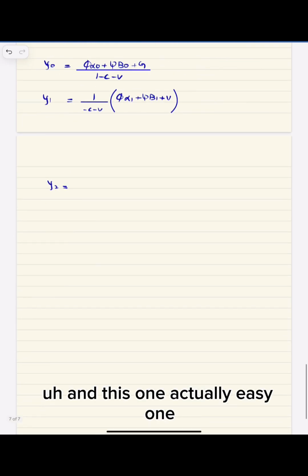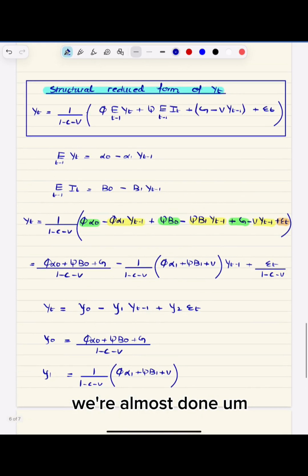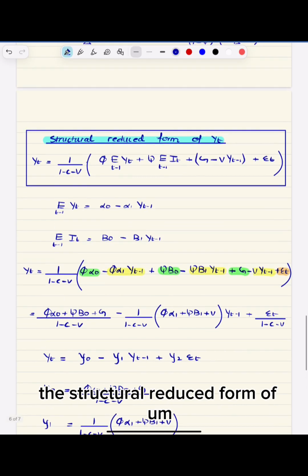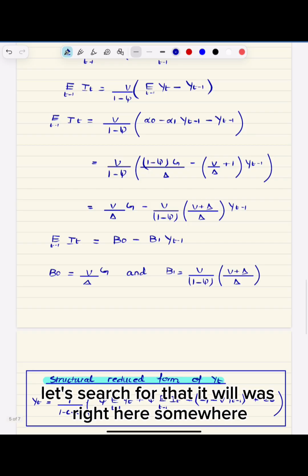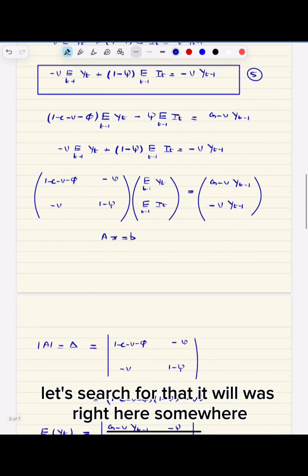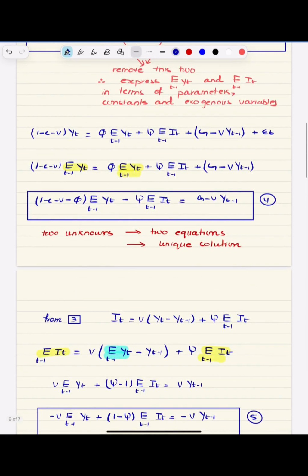And this one is actually easy: 1 over 1 minus c minus a v. We're almost done. The structural reduced form of investment. Okay, let's search for that. It was right here somewhere. Yeah, here it is.